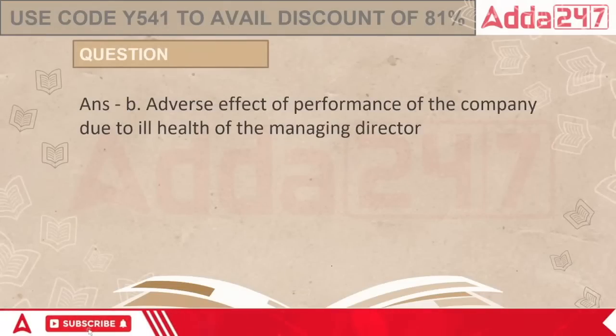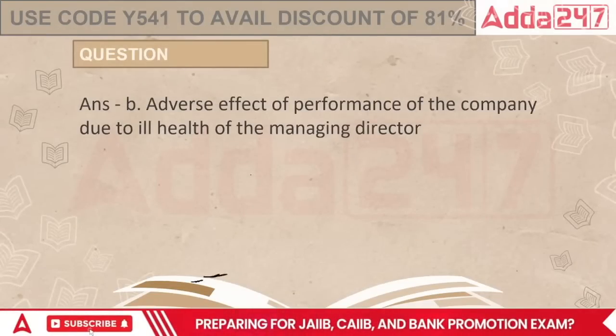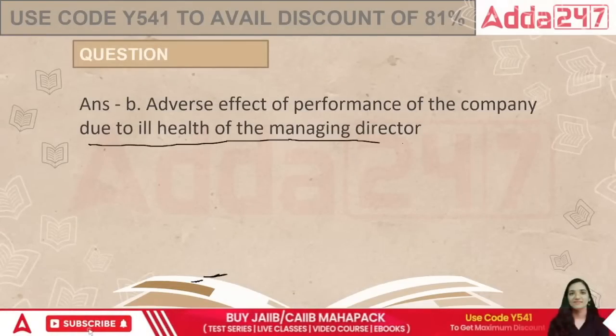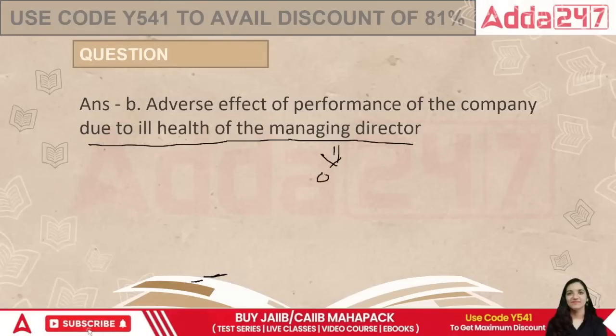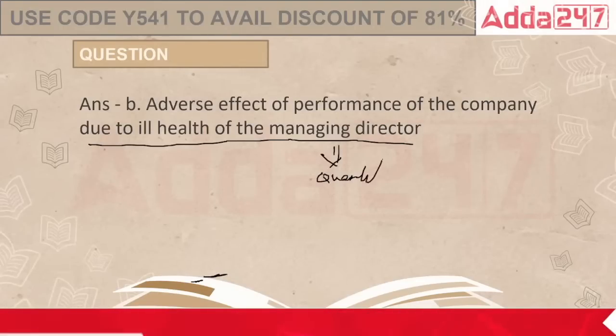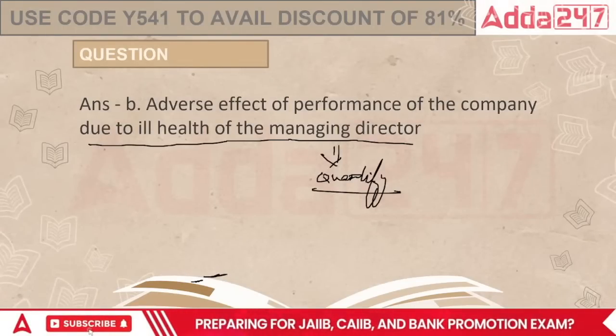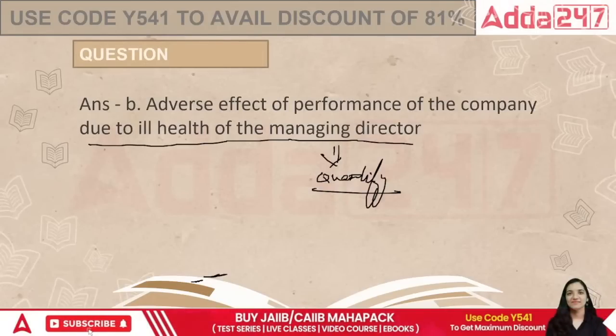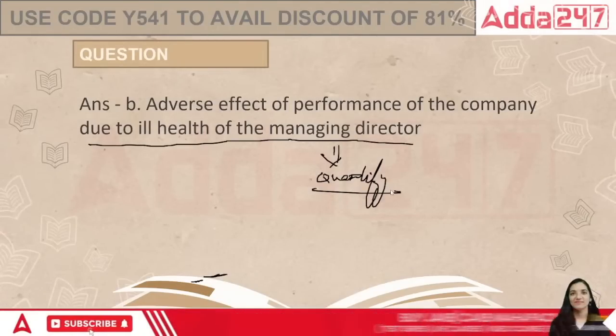Technically, when we are recording it, the adverse effect on the performance of the company due to the ill health of the MD is something which is hard to quantify. Rest everything can be quantified very easily, right? Anything which can be turned into numbers would be considered here, isn't it? So in this case, the correct answer is B.